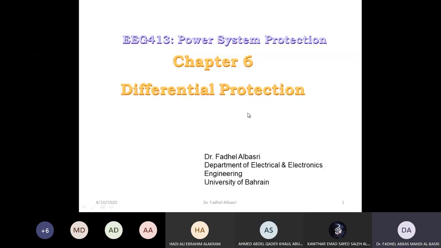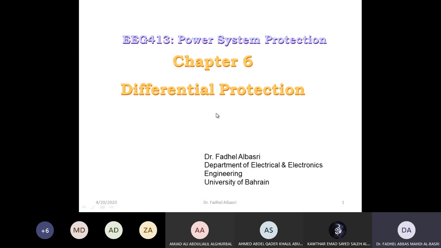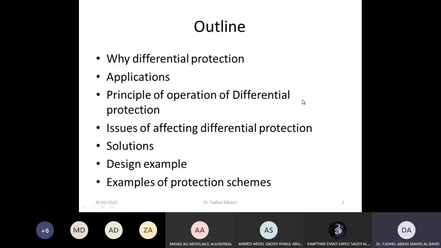Okay, today's chapter is on differential protection. Differential protection is a very important principle in power system protection. It can be used to protect different types of equipment. Okay. And now, what's the problem? Why do we need this, and how does it operate?